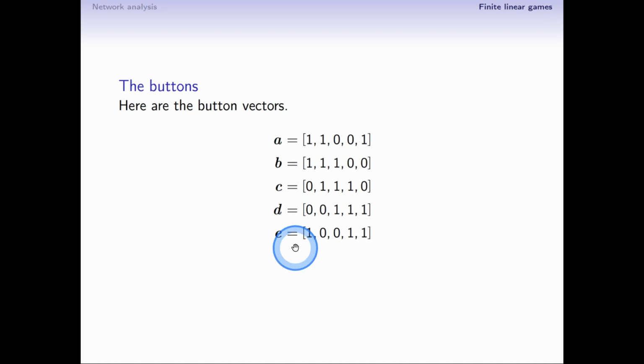So in each and every one of these button vectors, we'll see that the ones are in the positions of those bulbs that can be affected by the push of that button. Okay, so the button vectors are in a sense easy to describe, they're easy to figure out. But let's take a look at an example so we can understand how this vector addition is going to work.